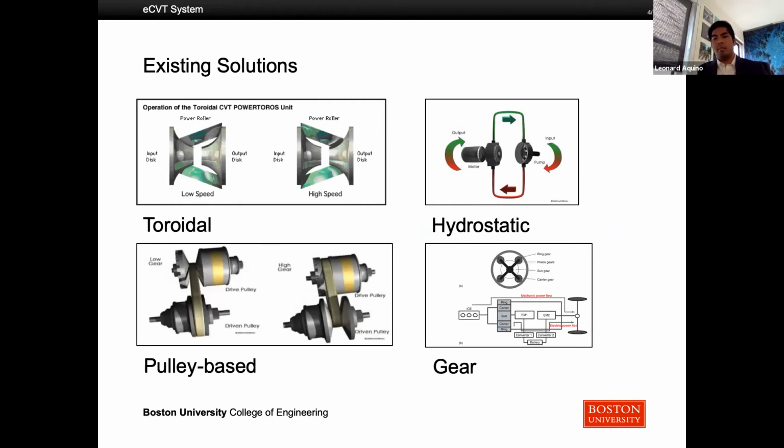After some necessary benchmarking and research, we found out that these are the most common types of CVTs. I won't go into depth with how each of these functions, but for our purposes, we will be focusing on the pulley-based system, as the other systems are either too heavy, too complex to manufacture in the scope of a year, or simply not allowed in Baja competitions.